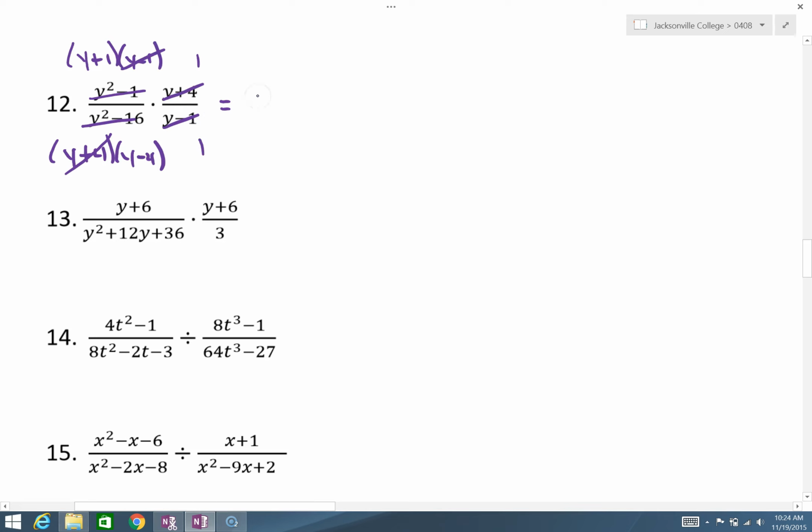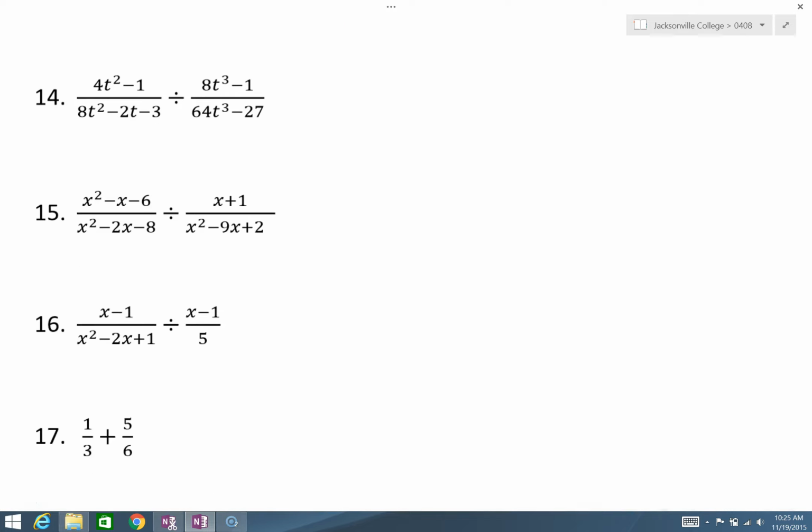So in my numerator, I have y plus 1 times 1. That's y plus 1. In my denominator, y minus 4 times 1. That's y minus 4. Again, resist the temptation to cancel these y's. They're things added. We don't cancel. We only cancel whenever we have factors multiplied together. And this is my final answer.